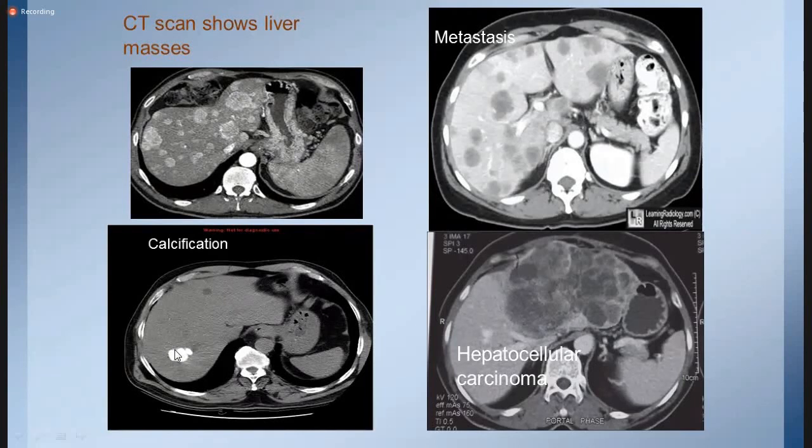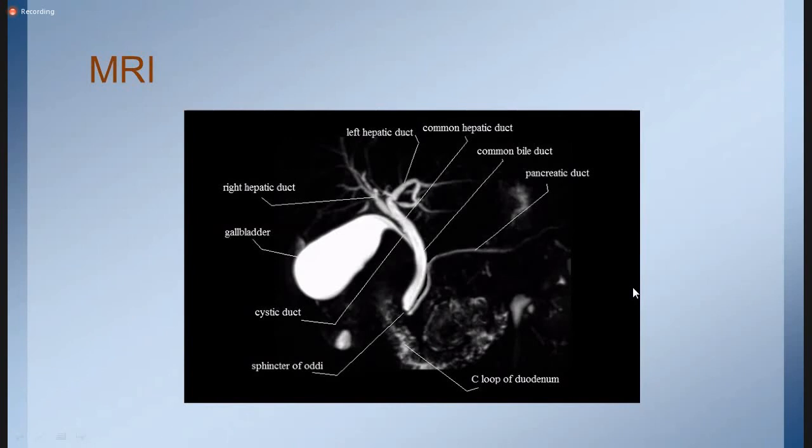And this is a plain CT scan abdomen, axial image, demonstrating lobulated calcification in the right lobe of liver. This is a case of multicentric hepatocellular carcinoma demonstrating a large mass within the left lobe, with multiple liver lesions that are confluent to make a large mass. So from the CT scan we are moving towards the MRI.